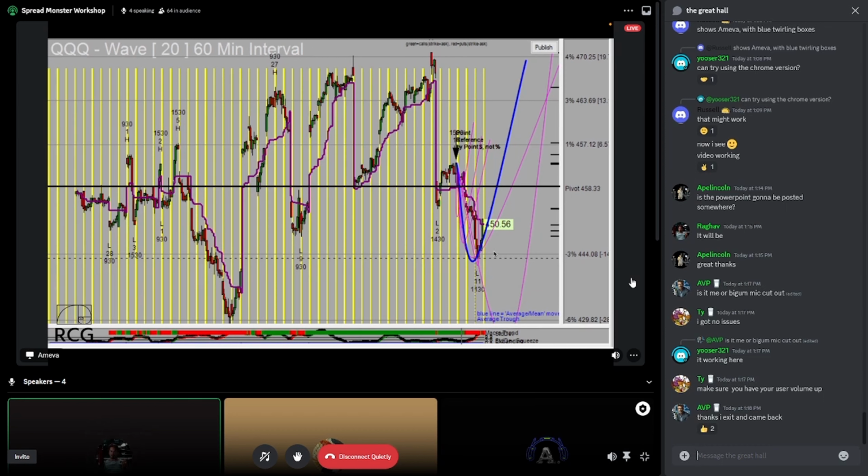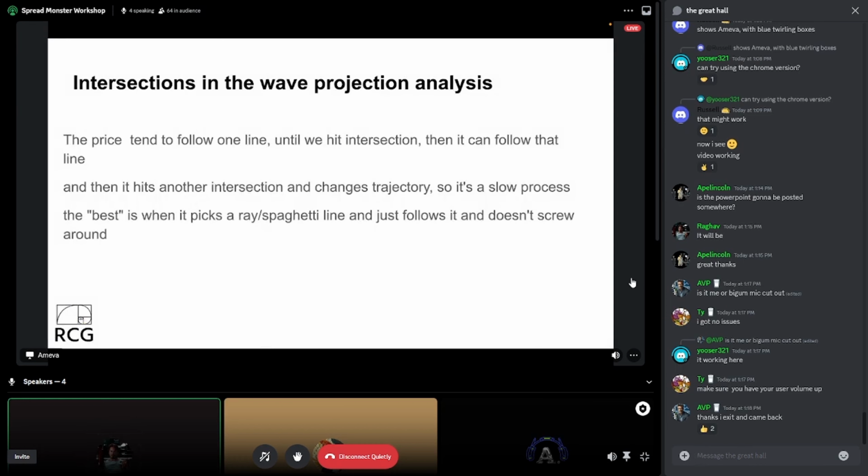Now, this is quite less probable, but this one setup formed yesterday, so I thought this should be shown to people so that when it comes up, you can use it properly. So you have definitely seen how useful this can be. I've told you about the wave projection analysis and about the intersections. You can see that the price tends to follow one line until we hit another intersection, and if we reject that, we can see a reversal from there.